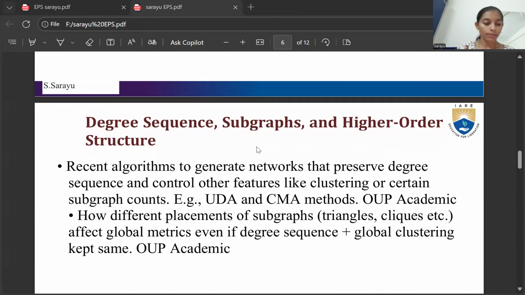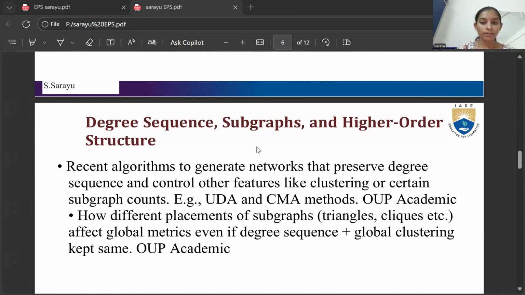Dynamics of processes. Because nodes of different degrees have different roles, they may act as hubs in diffusion, bridges in connectivity, or have different roles in other processes. The degree sequence shapes how information, influence, and other dynamics proceed on the network.